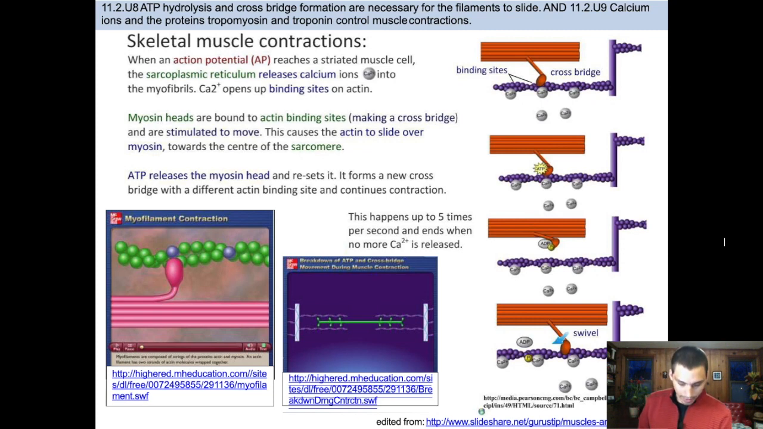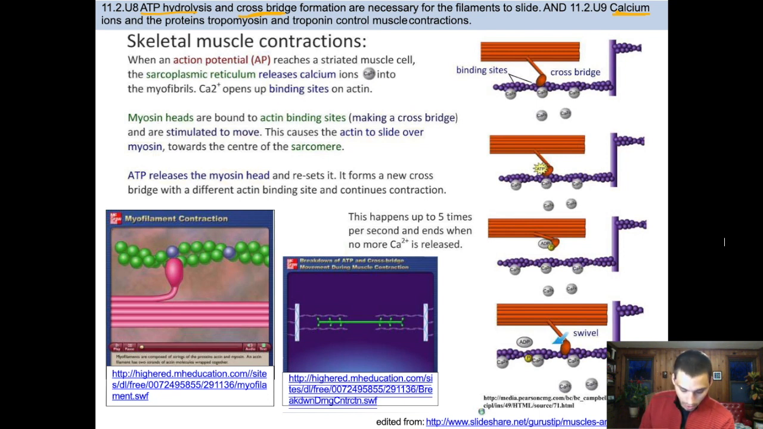Okay, so we have a couple things going on here. We have ATP hydrolysis and we have cross-bridge formation. And those two processes are what are necessary to make the filaments slide across each other. Okay, so in order to make that happen, I need calcium ions. So calcium ions have come up before in the nervous system and muscle contraction. They come up again. They're really important. It's really important to have enough calcium, or else none of these processes work.